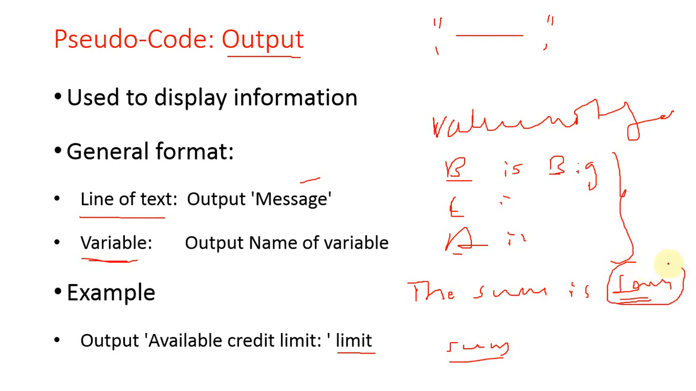So this sum is a variable which returns its value here in the place provided to it. Or you can use the sum as a string and use concat. Concat means combine. You can combine the variable name along with this message.